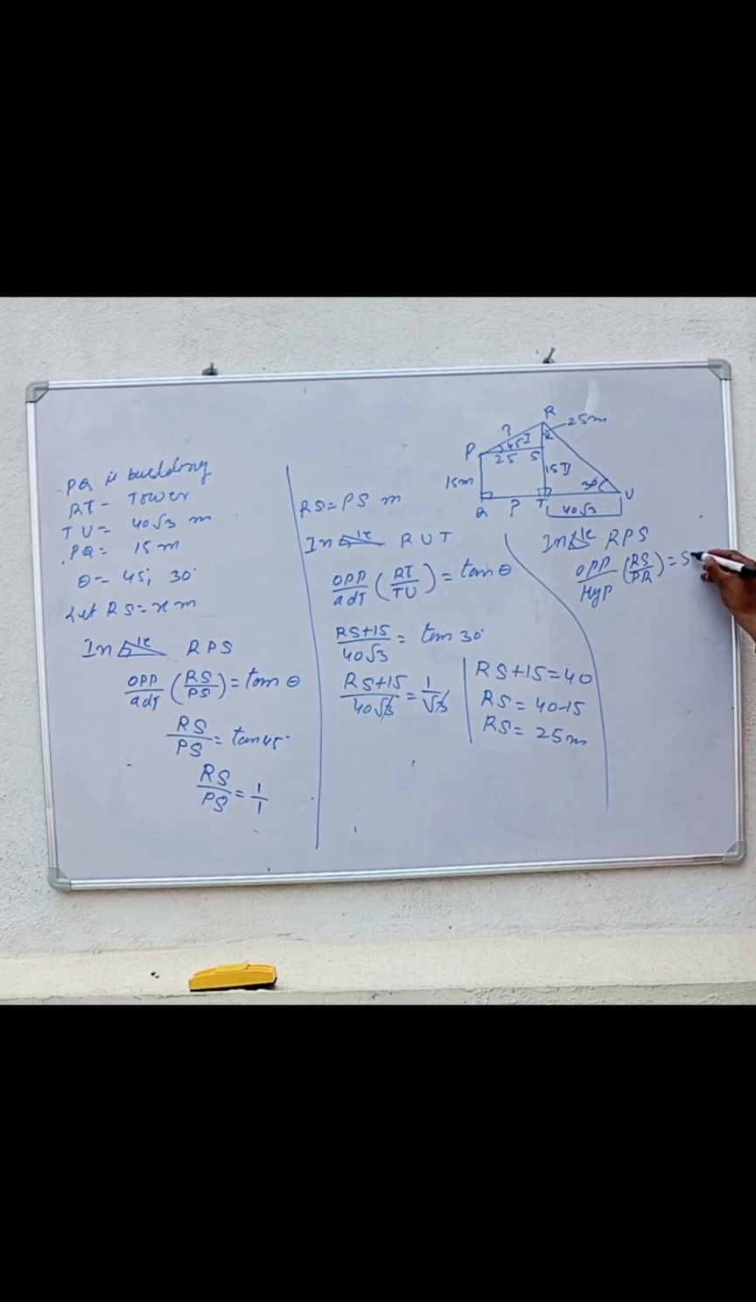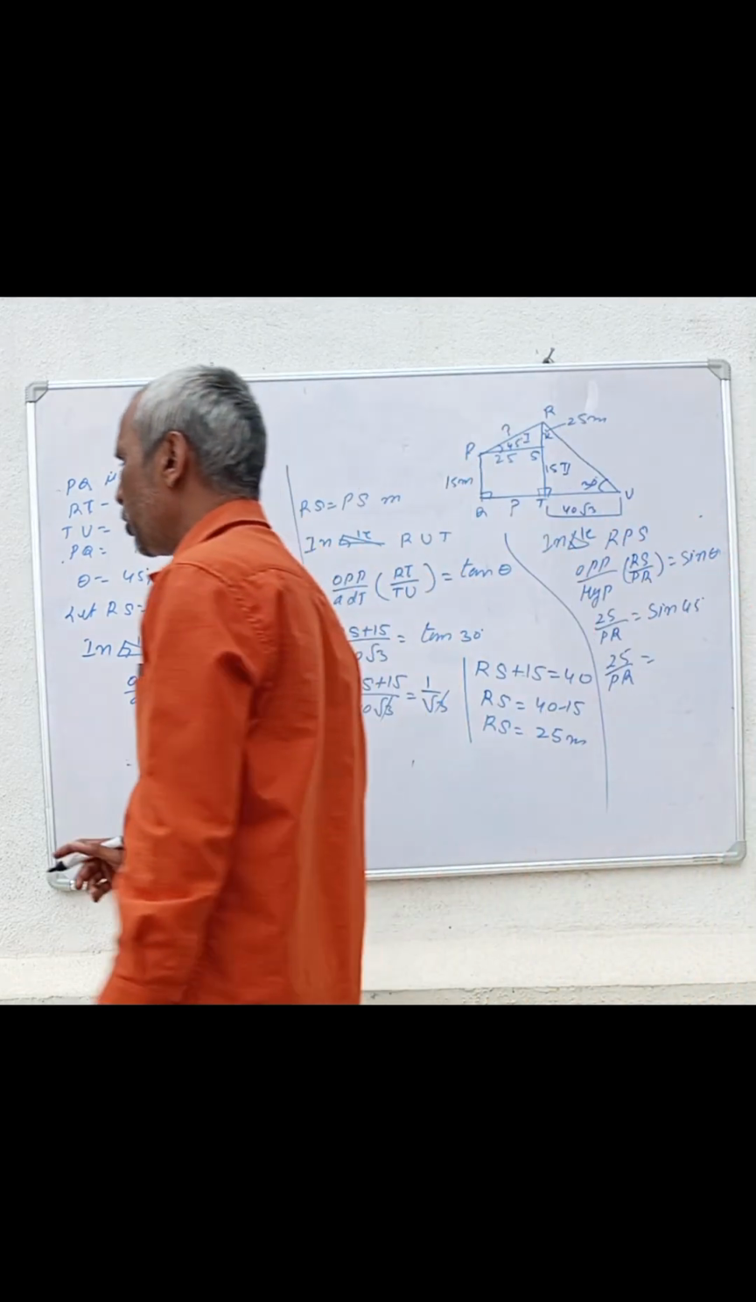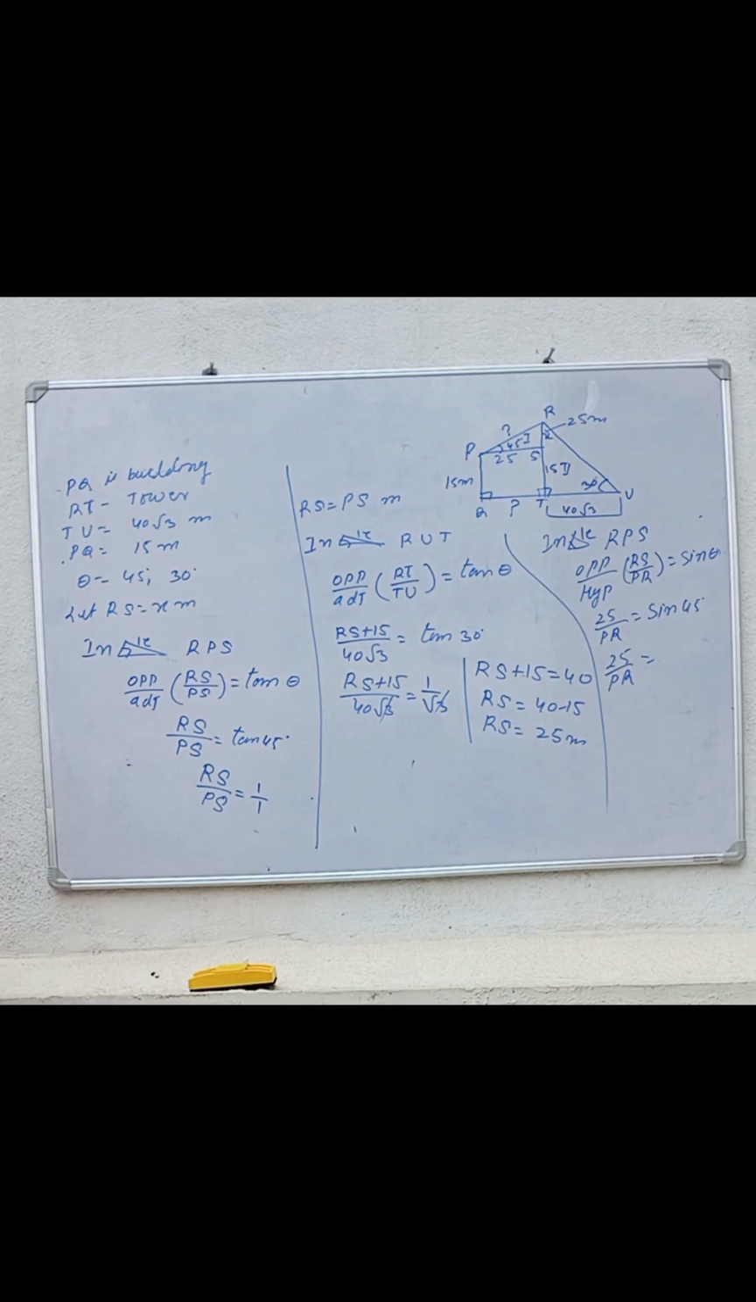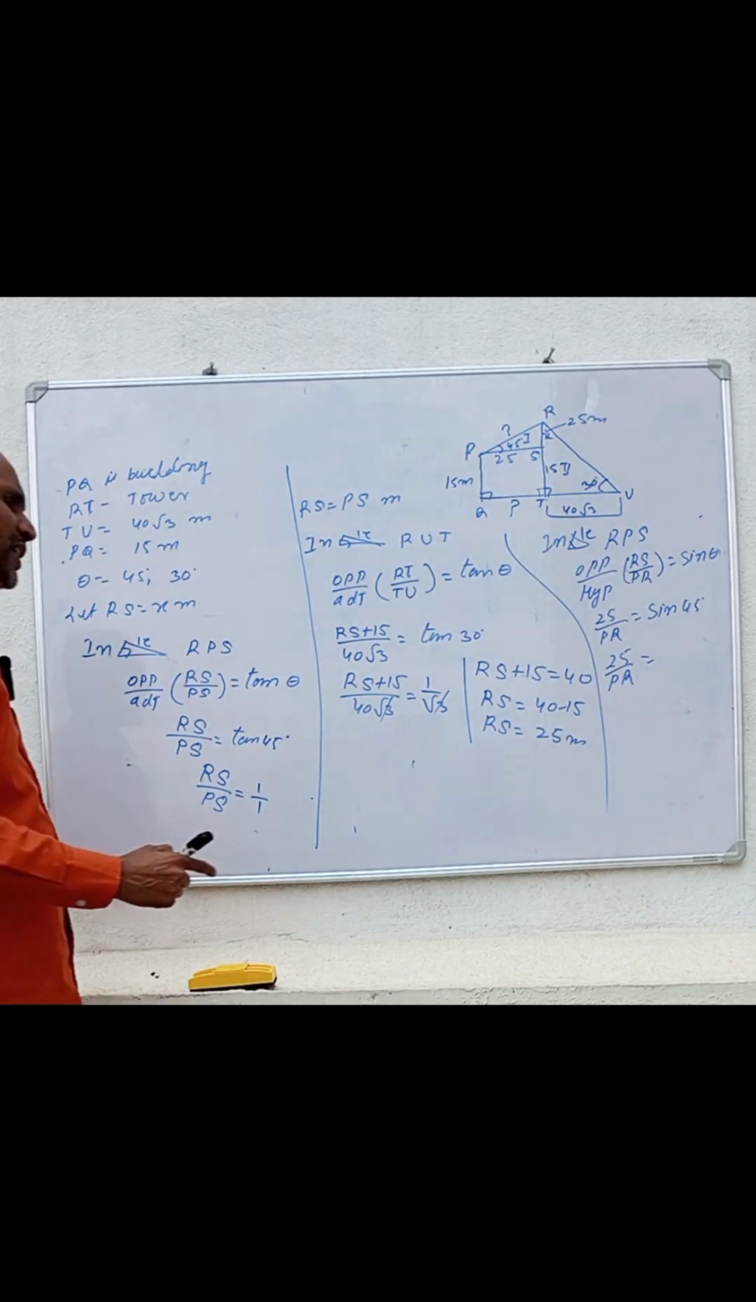Opposite by hypotenuse is equal to sine, the relation sine theta. How much is RS? How much did we find? RS we found is 25. So 25 by hypotenuse we are finding, means PR is equal to sine theta. What sine value is given here? 45 degree. So 25 by PR. Sine 45 value is what? Sine 45 value is 1 by root 2.